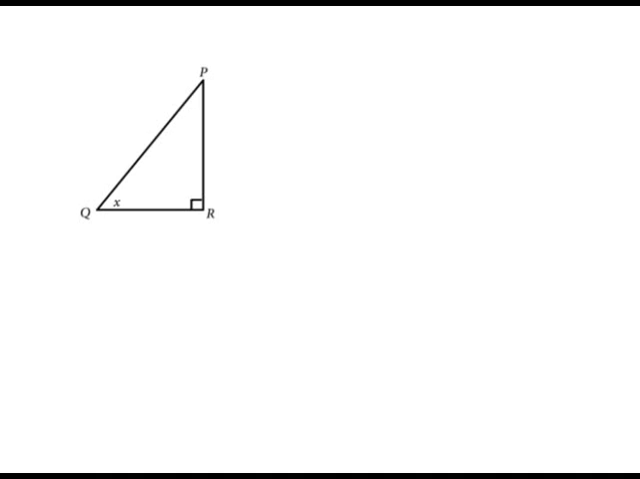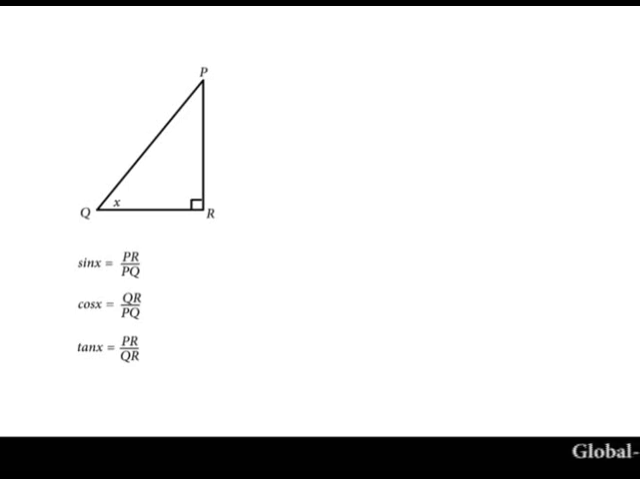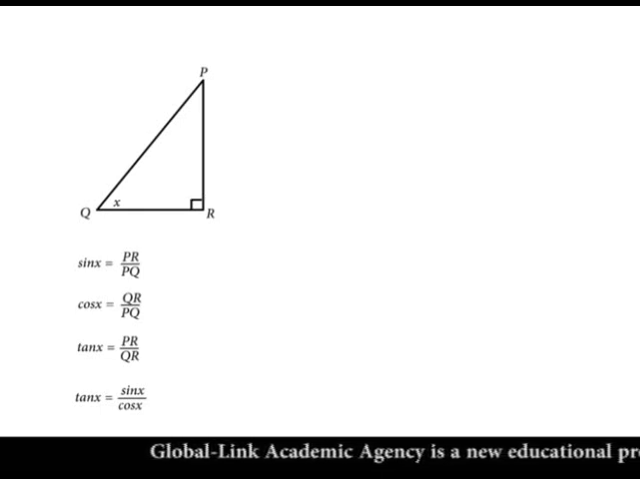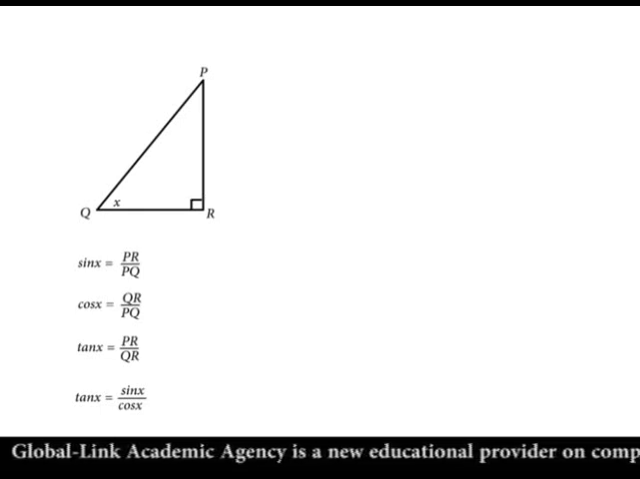to angle X. We know that sin X is equal to PR over PQ, cos X is QR over PQ, and tan X is PR over QR. We also know that tan X is equal to sin X over cos X. We now want to derive a more complex relationship of these trigonometric functions.